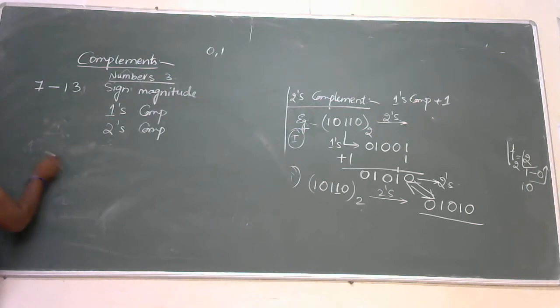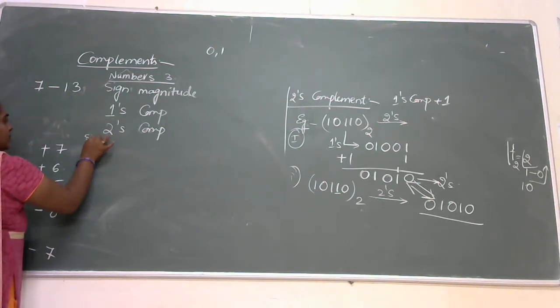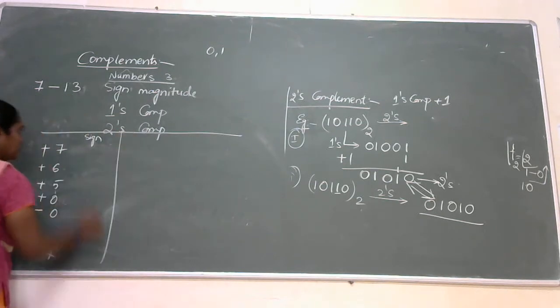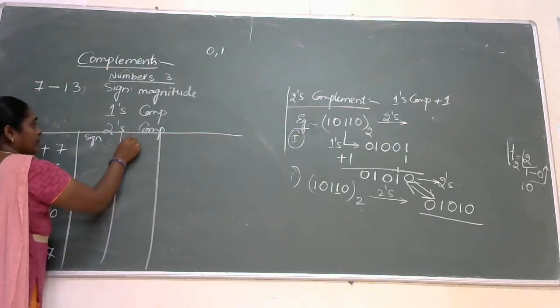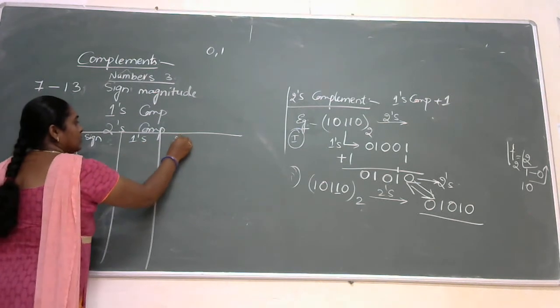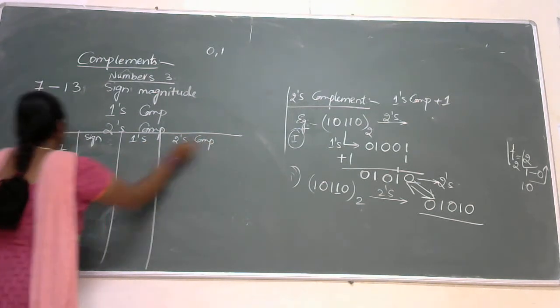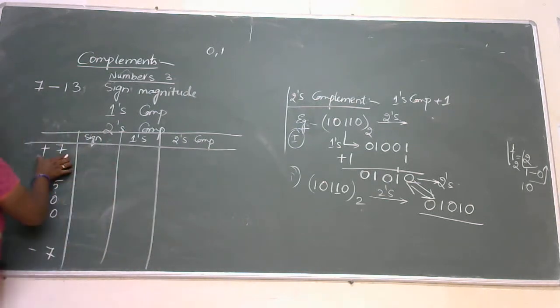I want to represent numbers from 3-bit numbers, that is plus 7, plus 6, plus 5, till a negative number of minus 7, including in between plus 0 and minus 0. So the first column is sign magnitude, the second is ones complement, the third is twos complement.